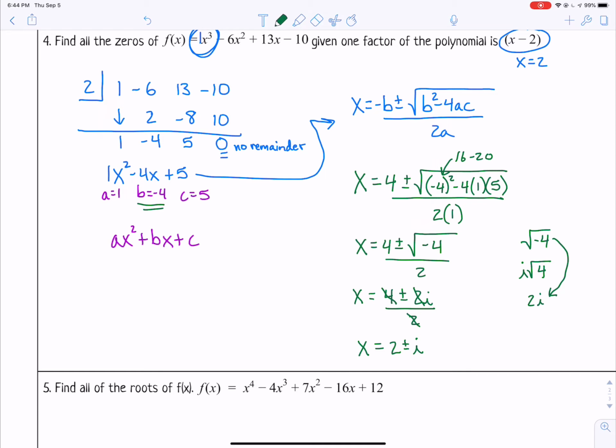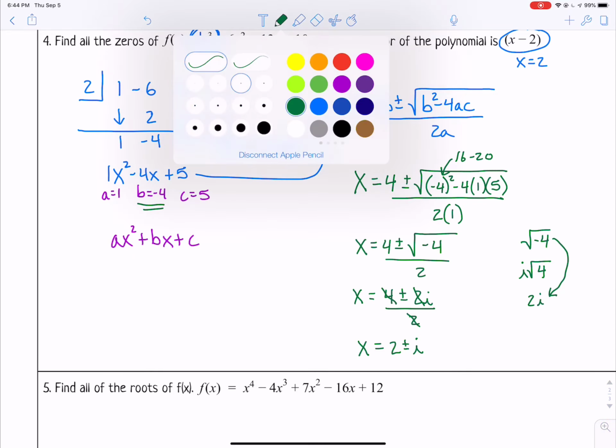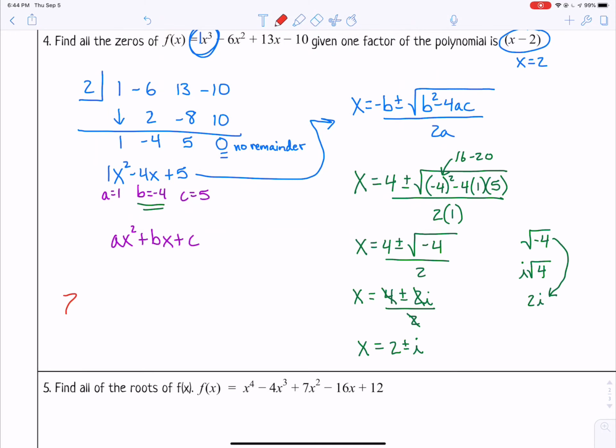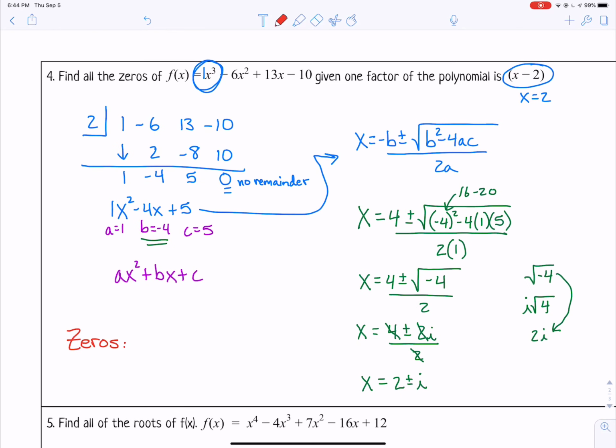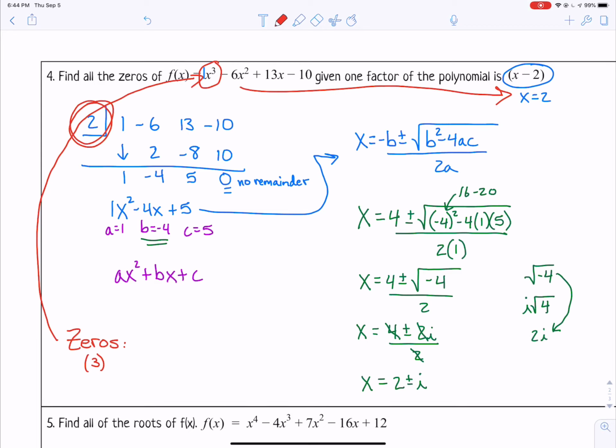Now, a great thing to do with this problem at the end of all that work is to identify your zeros. You started with a cubic equation. It had a 3 for the highest exponent. So that means you should have 3 zeros when you're finished solving everything. The first one you don't want to forget was this 2 that you started with. So that is your first zero from the get-go.